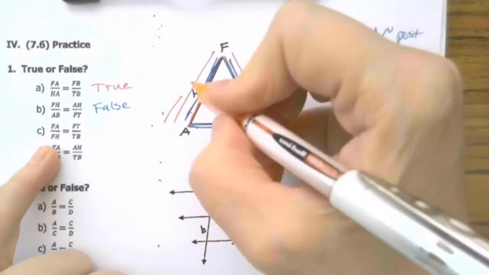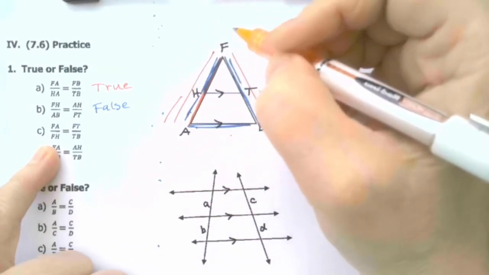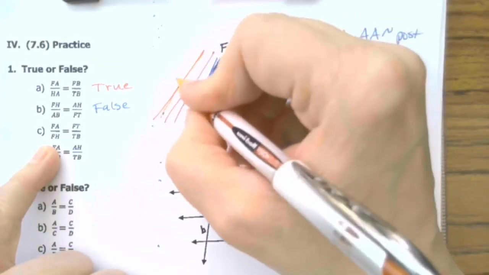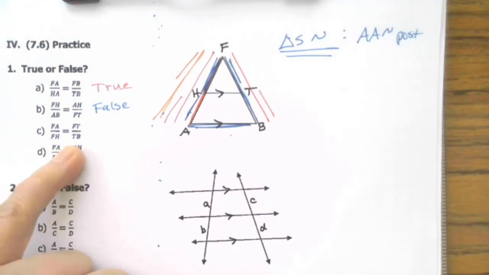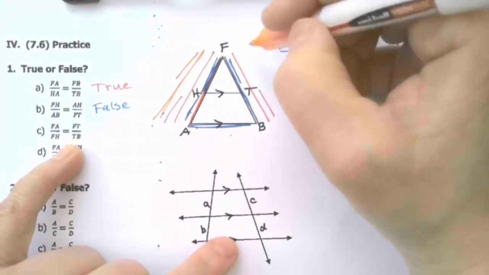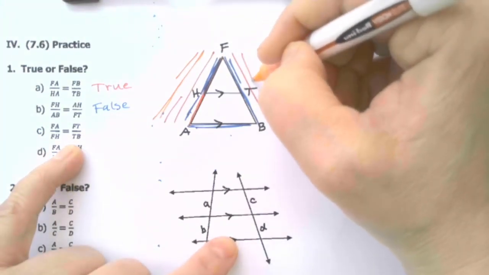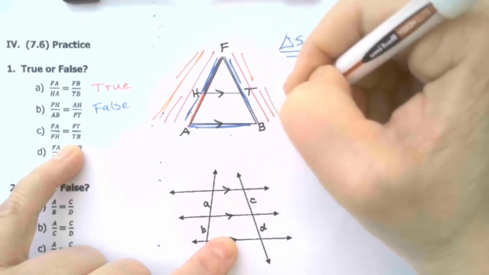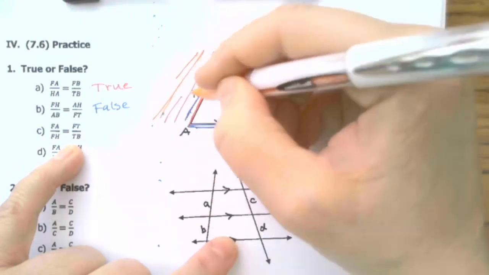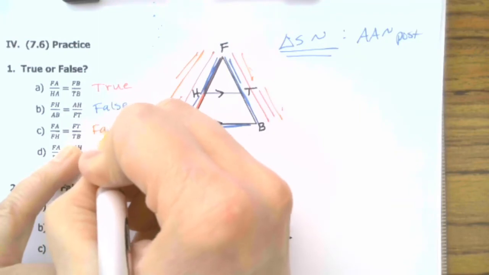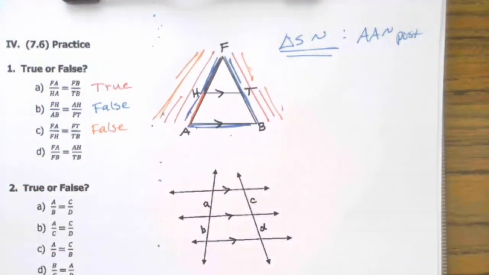Okay, FA over FH is equal to FT over TB, part and part. So top and whole equals part and part. No, that's false.